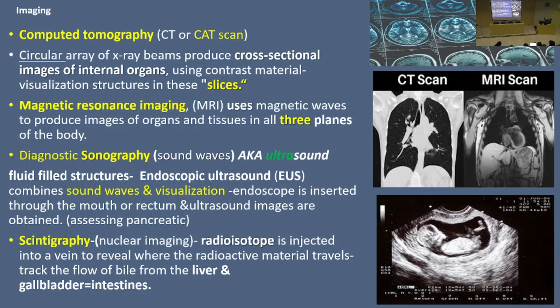So everything I've put in yellow, you have a question on that, for sure. You have a question on your exam and you have a question on your quiz. Everything in yellow. What is a CT scan? What does it use? What is an MRI? That uses magnetic waves. What is sonography? That's obviously an ultrasound. It uses sound waves for fluid-filled structures. And then what's scintigraphy? You need to know that that is the only nuclear test that you use here.